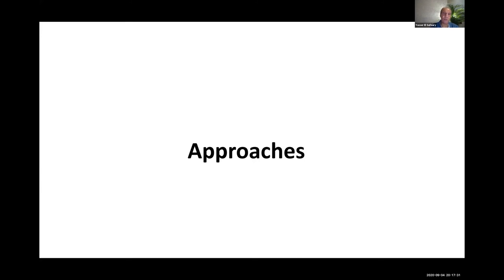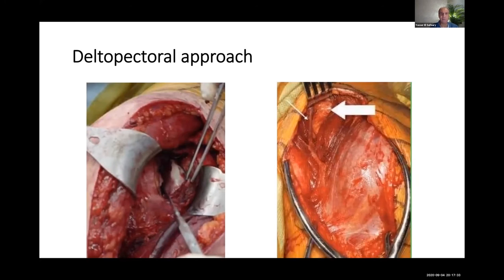What approaches to use? The deltopectoral approach is very common, where you go between the pectoralis and the deltoid, identifying the cephalic vein, and then you can reach the fracture. You can even extend the approach to reach shaft fractures through this approach. It's a very comfortable approach for the surgeons, most of us use it.